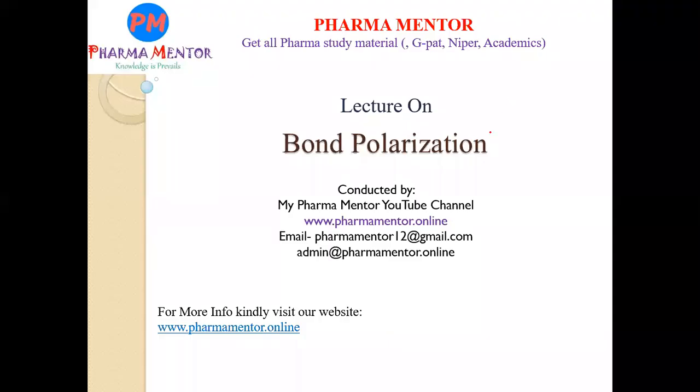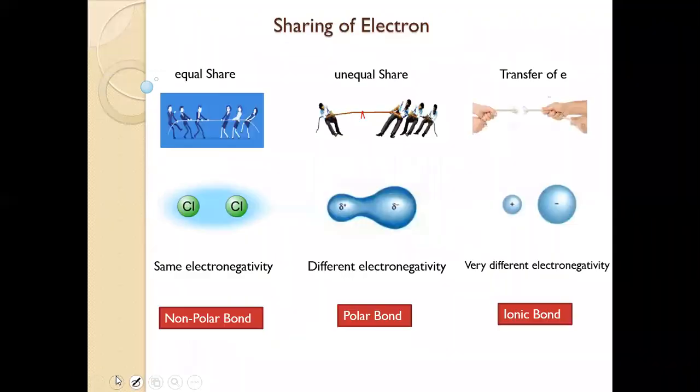So today we will discuss the topic bond polarization. Here in bond polarization, the first point is sharing of electrons. Now by sharing of electrons, generally which bond is formed? Covalent bond is formed. Now that sharing of electrons must be equal, unequal, or there is transfer of electrons.